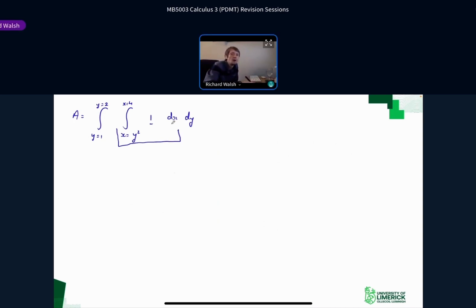So integrate 1 with respect to x. Well, integrate 5 with respect to x, you get 5x. Integrate 1 with respect to x, we get 1x. Leave the outer integral. So integrate 1 with respect to x, I just get x, and I have limits on that of x equals y squared and x equals 4. And my dy term is still left on the outside, so I still need to integrate with respect to y. But I'll sub in my limits.